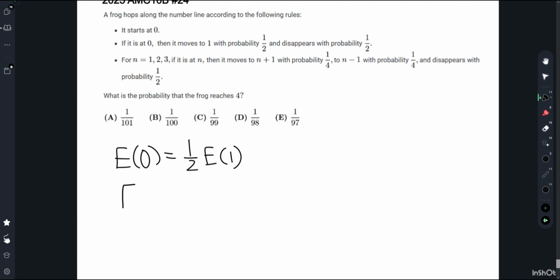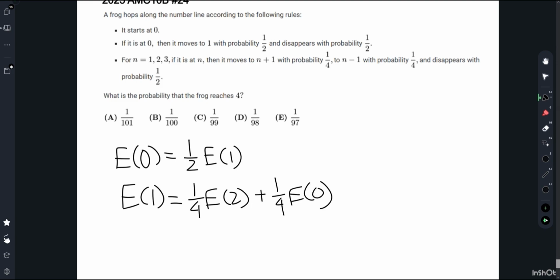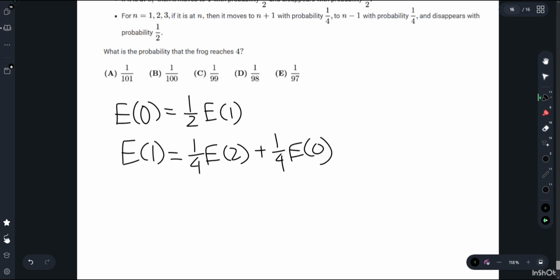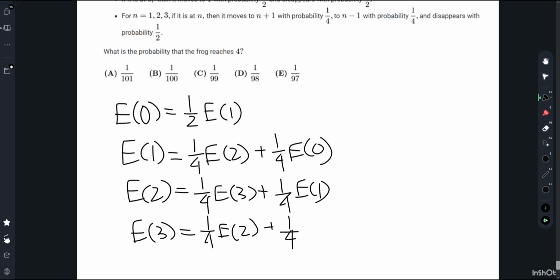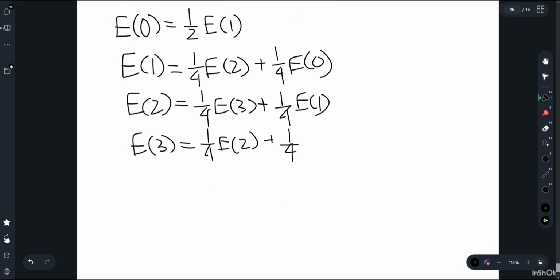So now E1, there's a 1/4 chance it moves to E2, and a 1/4 chance it moves to E0, and if it disappears, it'll never be able to reach 4, so the probability of that is 0. E2 is equal to 1/4 E3 plus 1/4 E1. E3 is equal to 1/4 E2 and 1/4 E4. But E4 is equal to 1, as E1 wins already, so 1/4. So now let's find the sum of this.